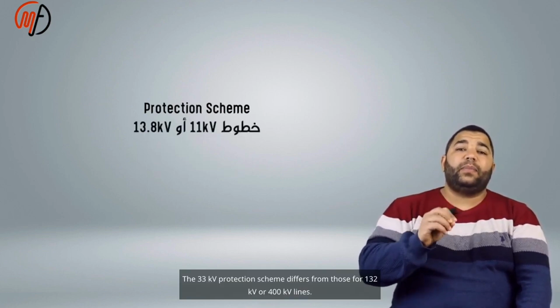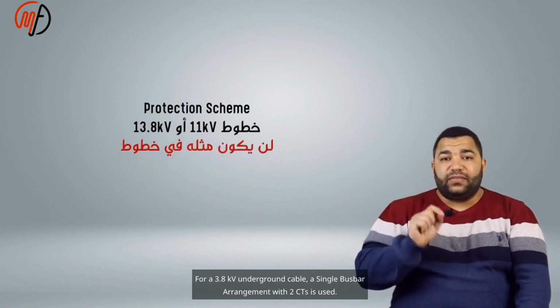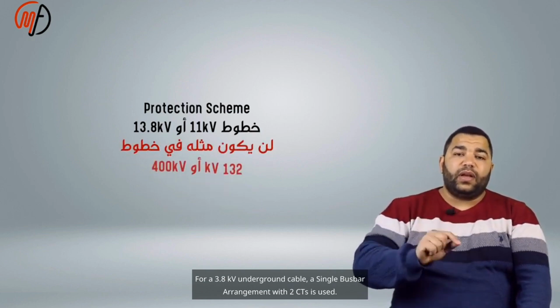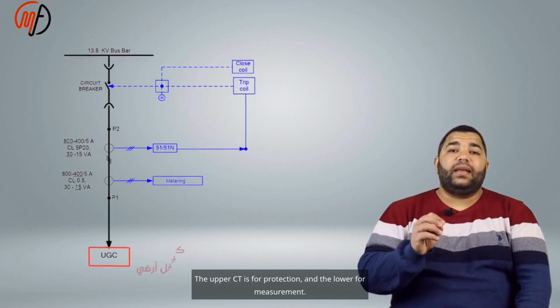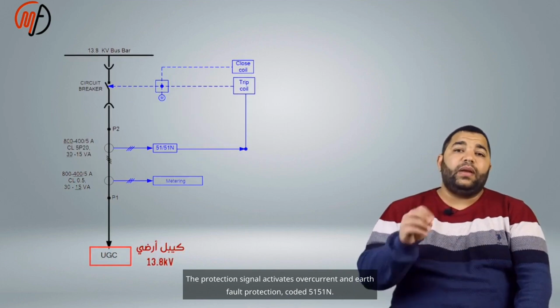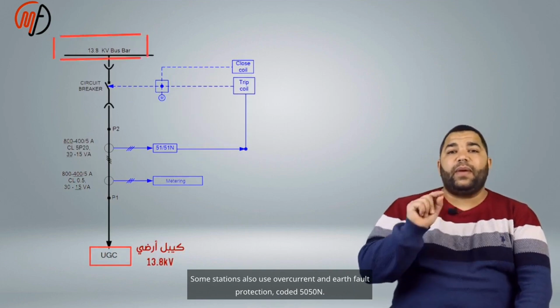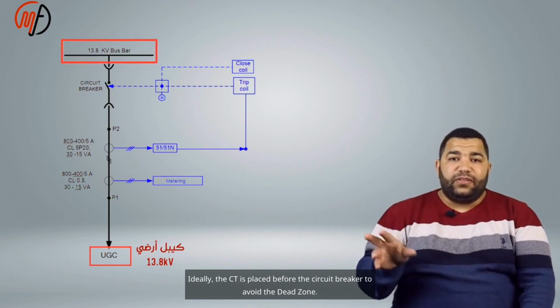The 33 kV protection scheme differs from those for 132 kV or 400 kV lines. For a 3.8 kV underground cable, a single bus bar arrangement with two CTs is used. The upper CT is for protection and the lower for measurement. The protection signal activates overcurrent and earth fault protection, coded 51/51N. Some stations also use overcurrent and earth fault protection, coded 50/50N.